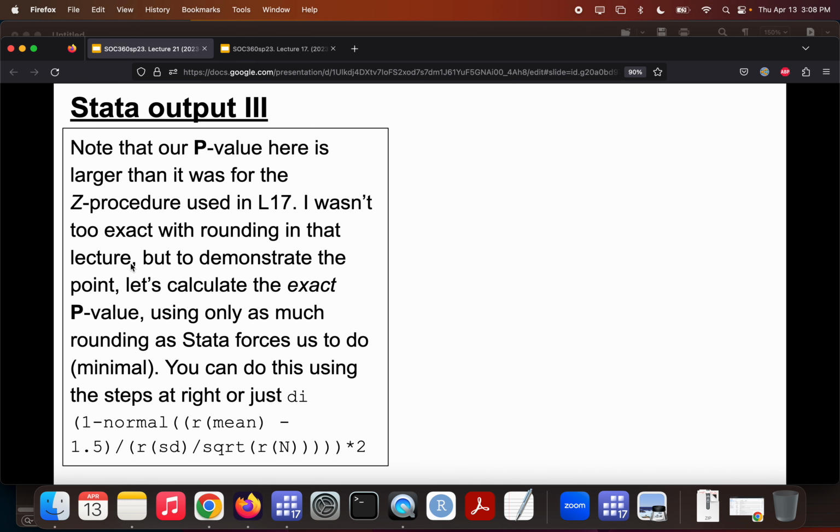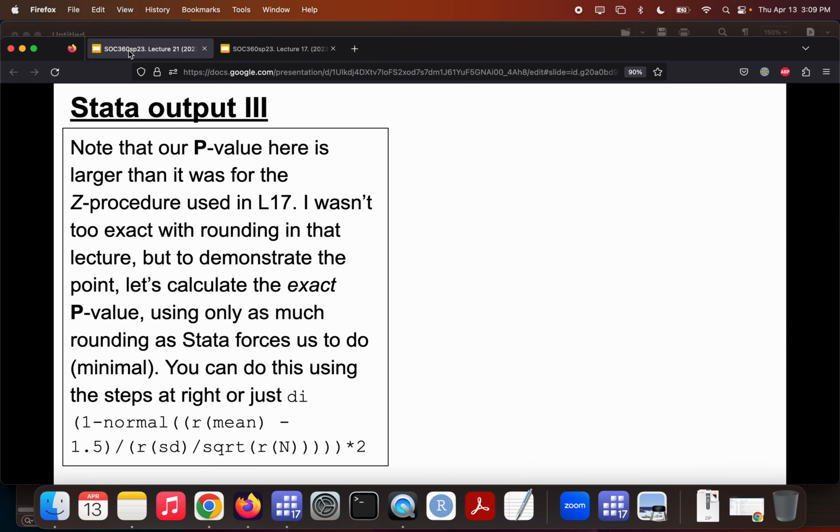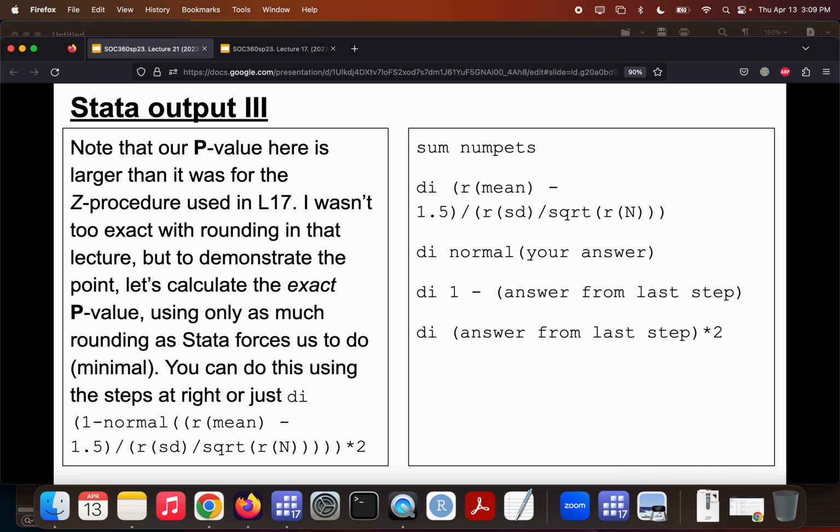As I mentioned, I wasn't too exact with rounding in that lecture, but to demonstrate the point, I want to calculate the exact p-value from lecture 17. So what we should have done if we were being super scrupulous here, it doesn't make a huge practical difference, but because I'm demonstrating how these procedures differ, I want to be really exact about it. You can do it using the steps at right here, or you can just write the whole thing all in one go once you write some numpets.